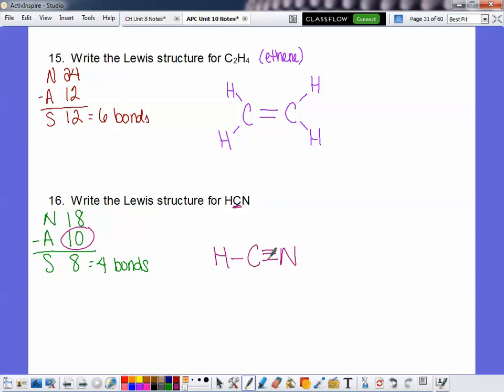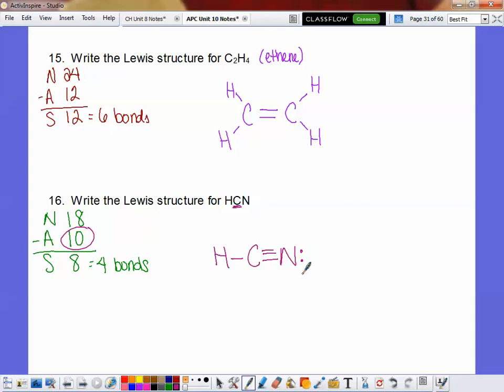Well, let's look to see who's not happy yet. Hydrogen's happy because it can only have 2 electrons around it. Carbon needs 8. It has 2, 4, 6, 8. So carbon's done. Nitrogen needs 8, and it only has 6 from the bonding. So the remaining 2 electrons are going to go as a lone pair on the nitrogen.